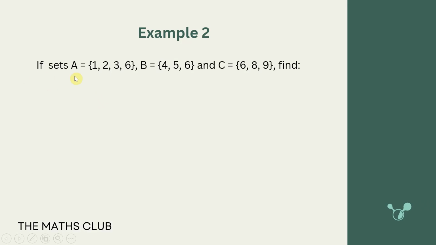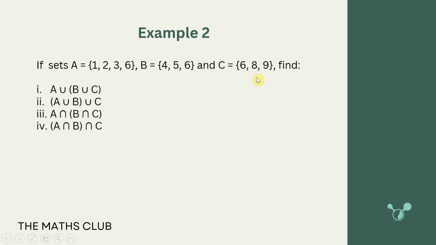If you have set A as {1, 2, 3, 6}, set B as {4, 5, 6}, and set C as {6, 8, 9}, we want to find A union B union C, that is (A union B) union C, A intersection (B intersection C), and (A intersection B) intersection C.